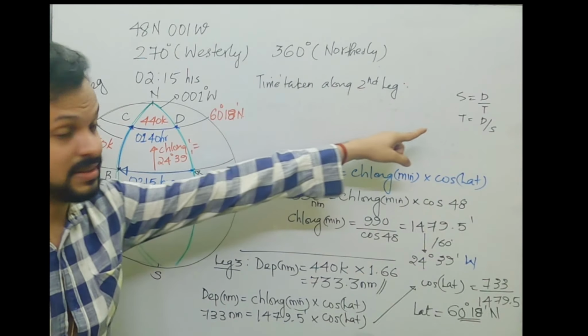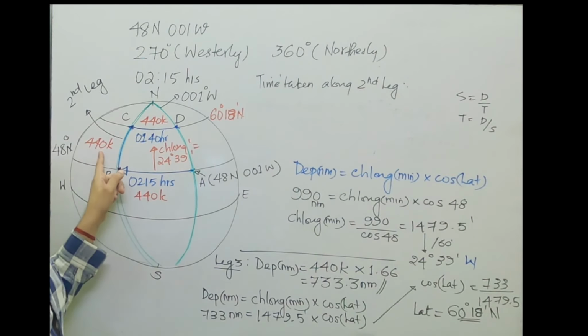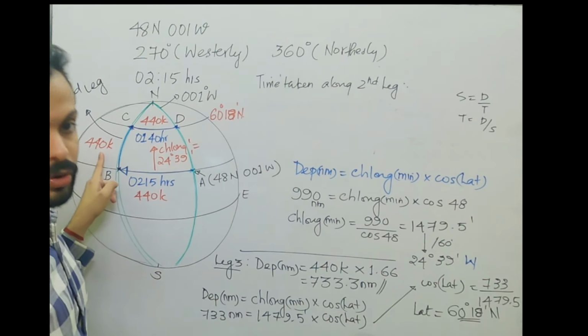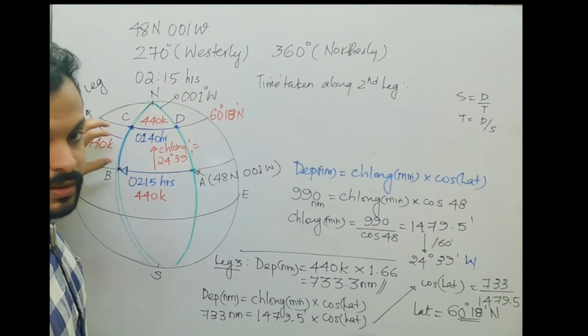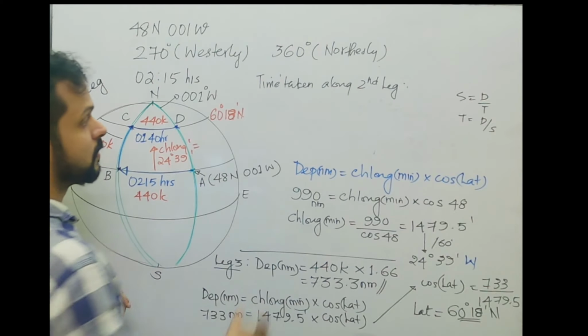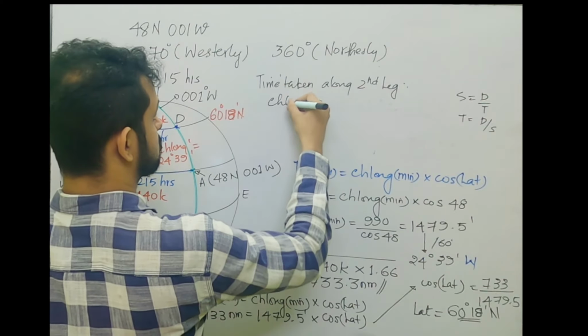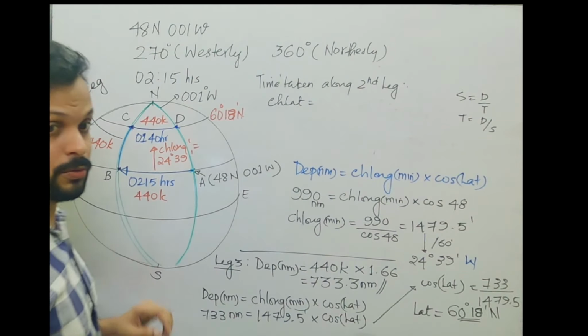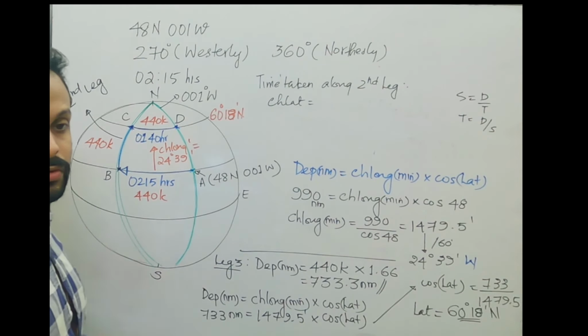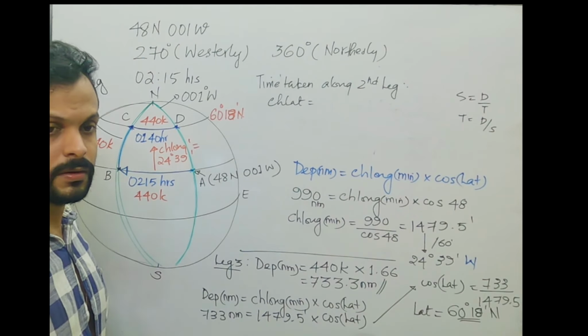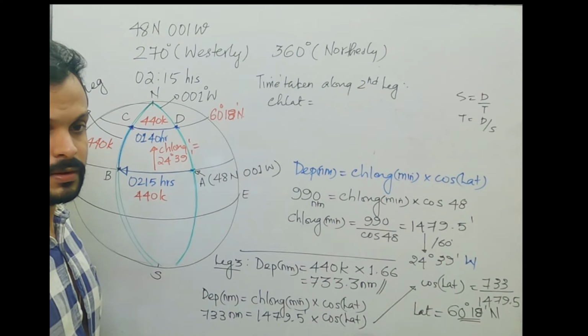To find the time, I need distance and speed. Right? Speed is already there. It's constant throughout the journey, 440 knots. How will I find this distance? This particular distance here. How do you find out the distance between two latitudes? The change in latitude, chilat.